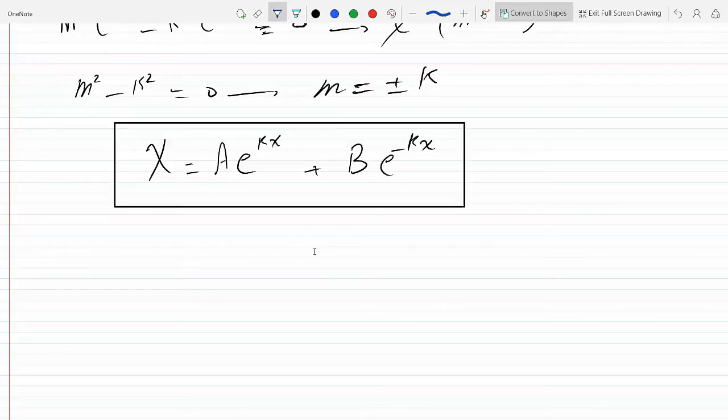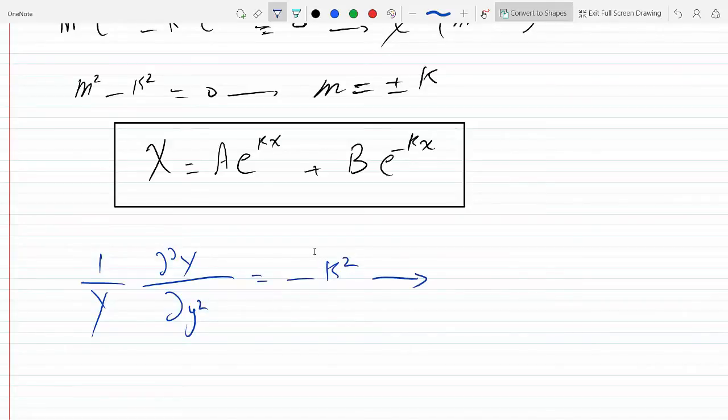Okay, so 1 over y d squared y over dy squared equals minus k squared, and with the same exact logic you did before, you can derive it. You'll find out that it's sines and cosines.